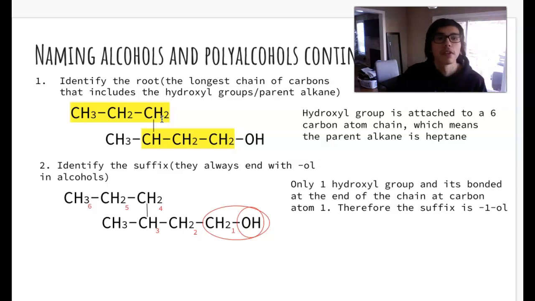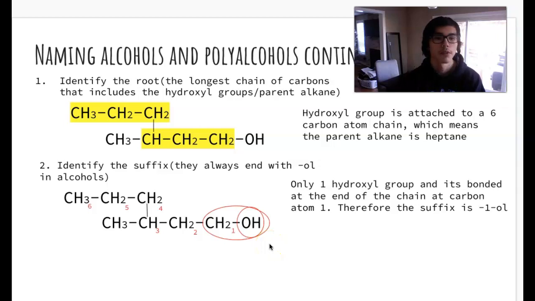The second step in naming alcohols and polyalcohols is identifying the suffix. But before we do that, there is a mini step that you must do in between the first and second step. And that is, you want to number the carbons in your carbon atom chain so that the lowest possible numbers are next to the hydroxyl group. So if you were to look at this compound in the example, you would notice that the hydroxyl group is on the right side, so therefore the carbons would be 6, 5, 4, 3, 2, 1, with the lowest possible numbers being next to the hydroxyl group.